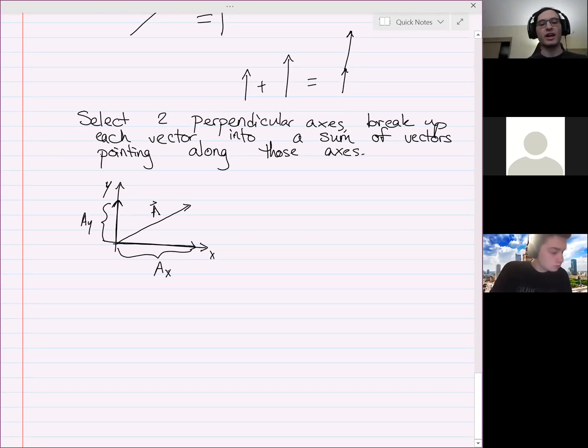And how do we get the vector back from ay and ax? Well, there are unit vectors that point in the direction of y and point in the direction of x. We call the vector that points in the direction of x, x hat. Seems kind of intuitive. We call the unit vector that points in the direction of y, y hat. And so how do we get the vector a back from this ax, ay, x hat, and y hat?